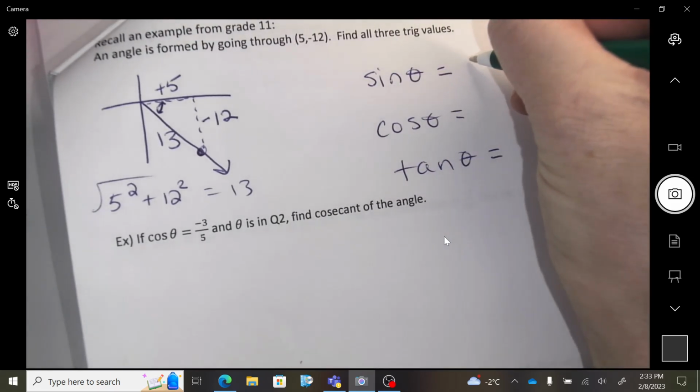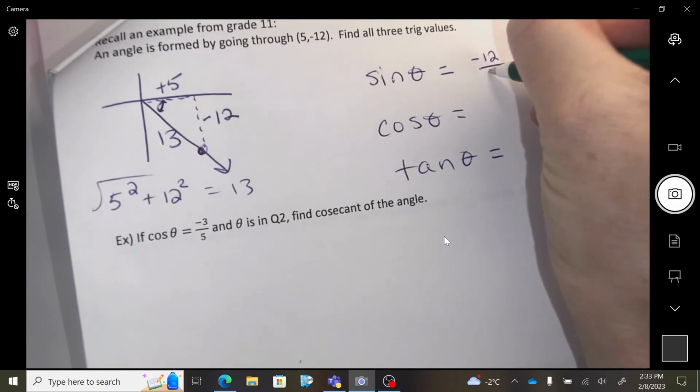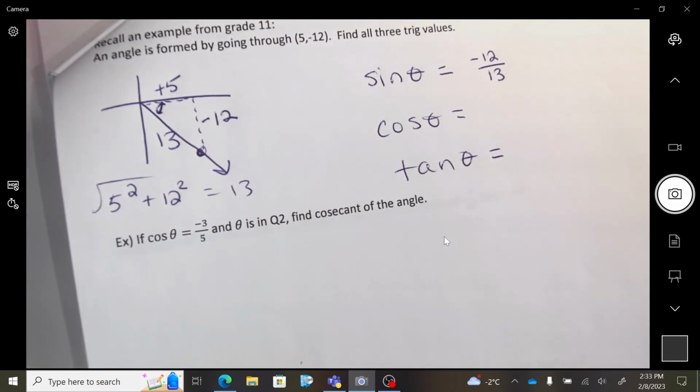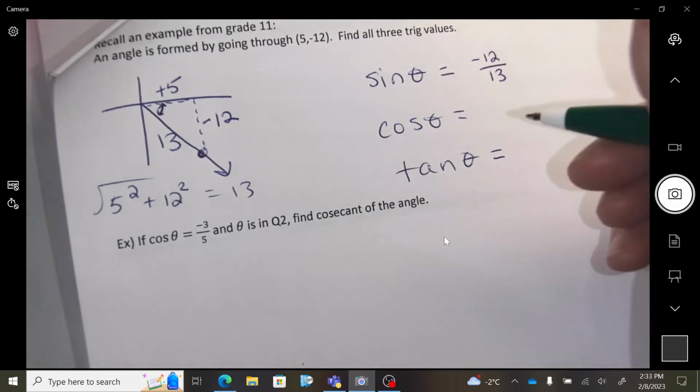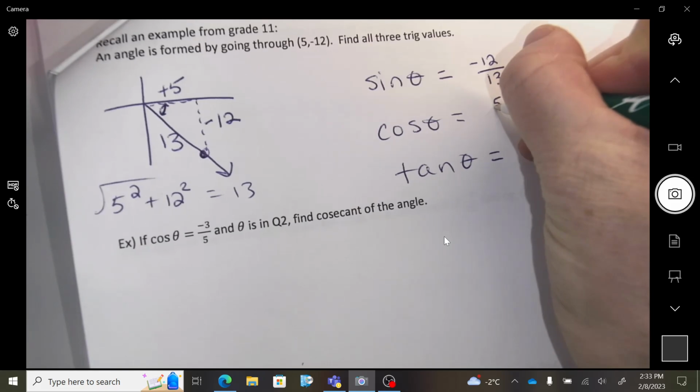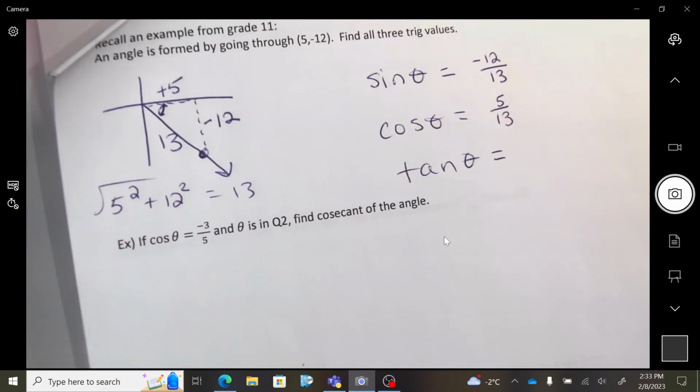So sine of the angle would be what number divided by what number? Negative 12 divided by 13. I need the negatives. It's not a calculator math operation now. It's a location. Cos is 5/13. And tan, you got your letters, y/x.